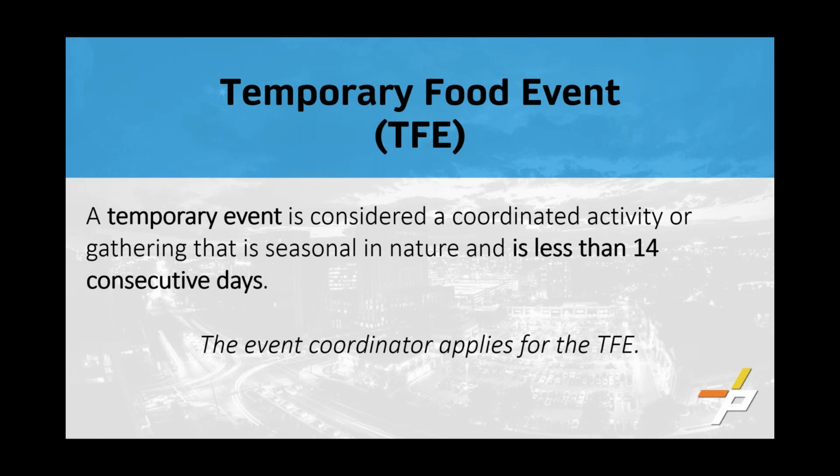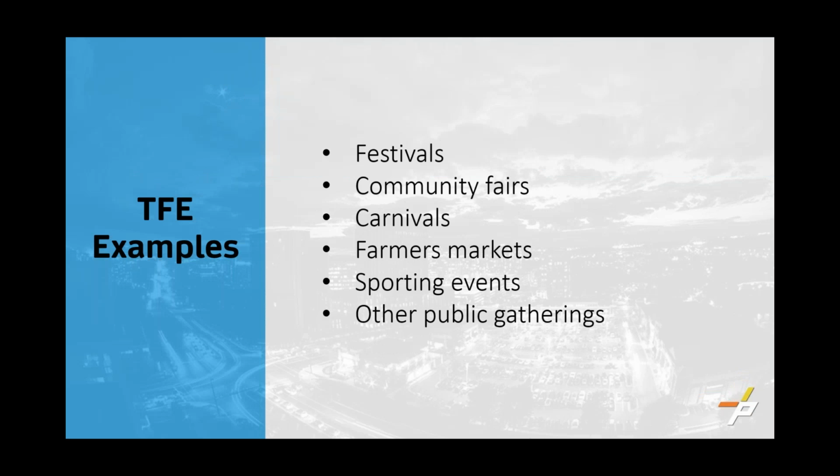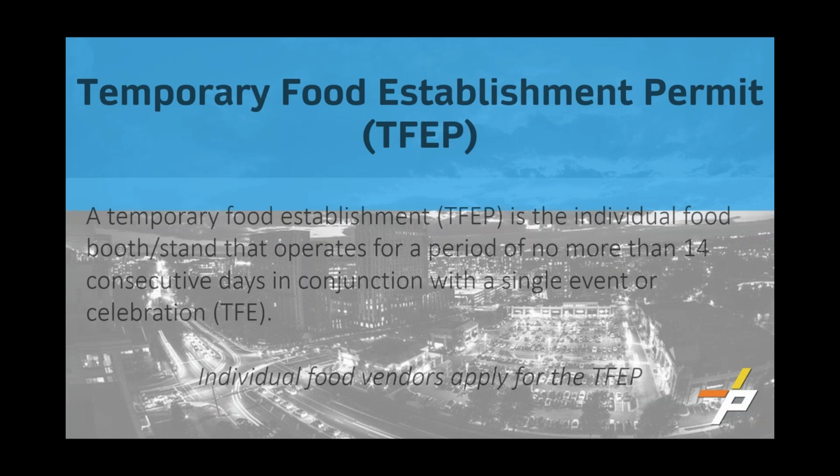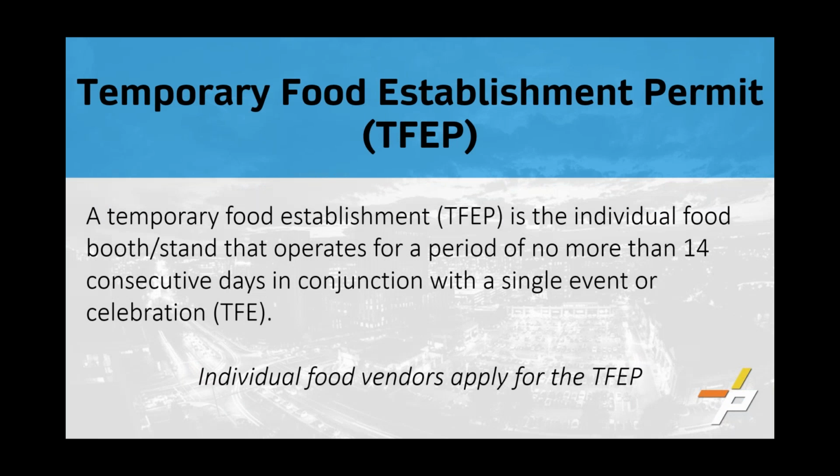So that is the event application that the event coordinator, or the person overseeing the whole event, is going to fill out. Festivals, fairs, carnivals, farmers markets, these are all different types of temporary events. And a temporary food event, again, is one where food is served to the public. So that's the temporary food event versus the temporary food establishment permit. The temporary food establishment is the individual food booth or stand operating at a temporary event. So the temporary food establishment permit application is the one that the individual food vendor who plans to sell food at an event wants to submit to get their permit.